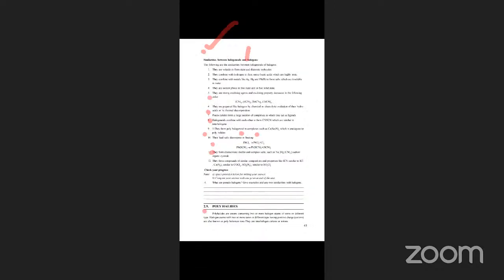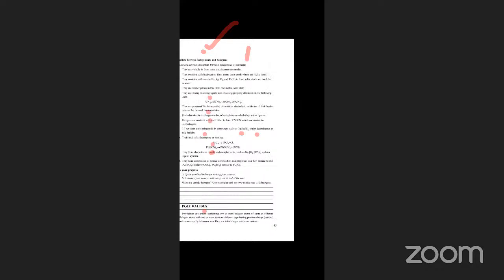Next one, polyhalides. Polyhalides are interhalogen anions. Pseudohalogens are called halogen halides. For the preparation, they are obtained by addition of halide to halogens.